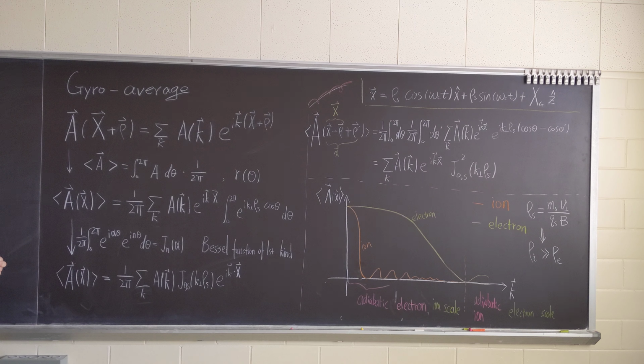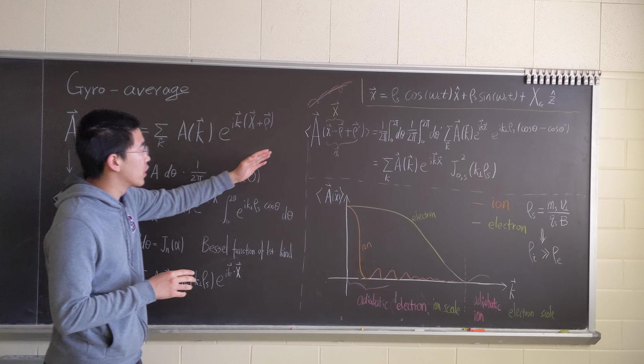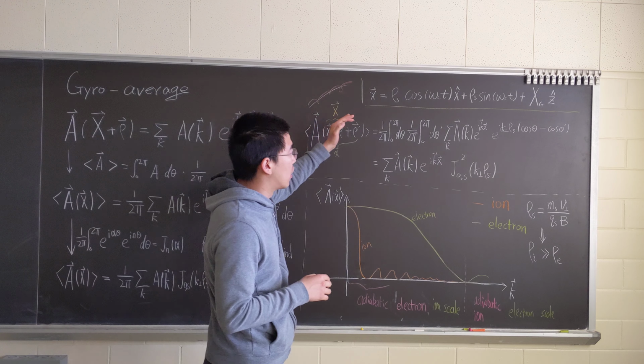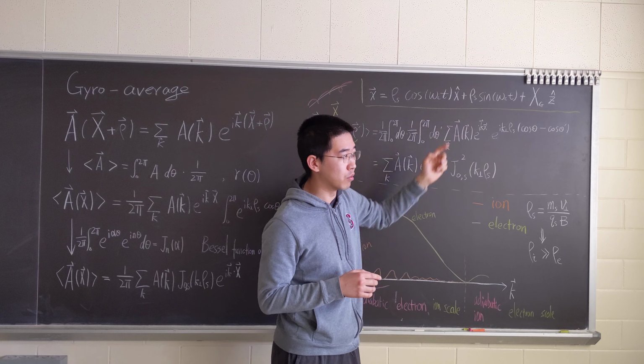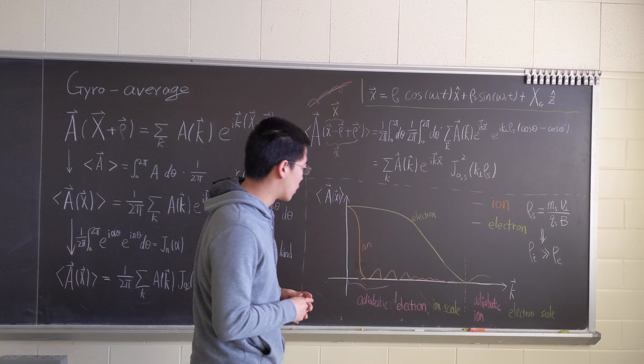So for a particle that's moving along the field line, aside from the guiding center motion, which is along the field line, it will do a gyration around it, which can be expressed in this relatively general form.